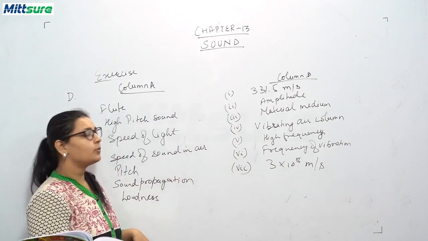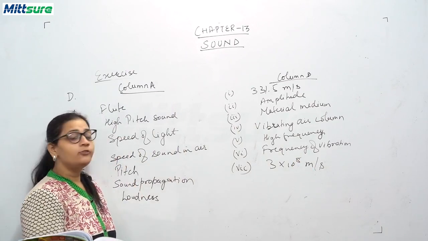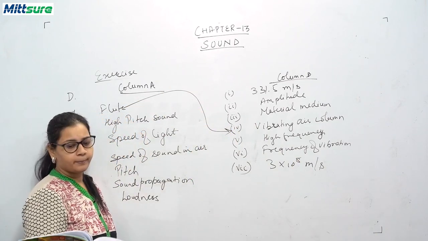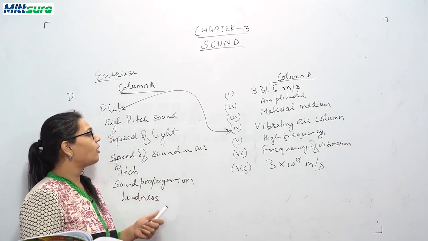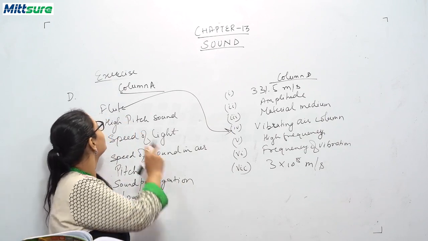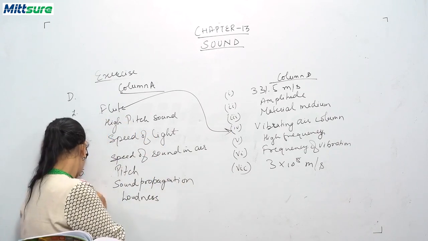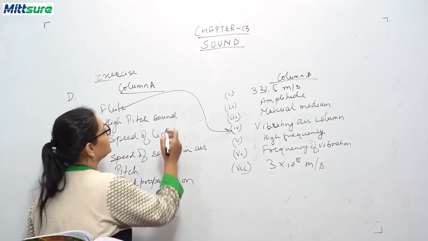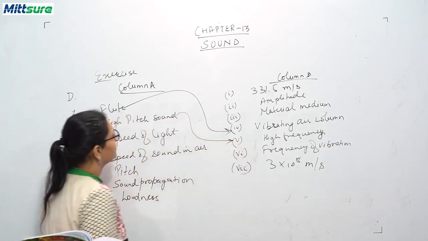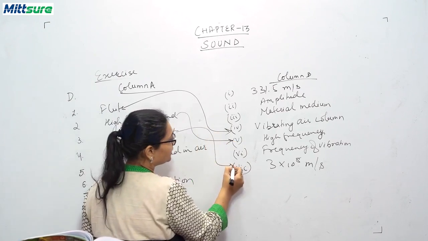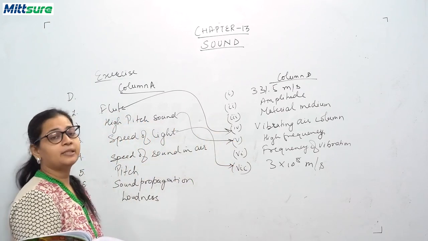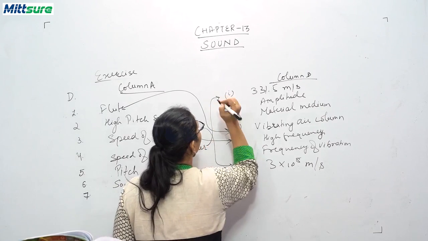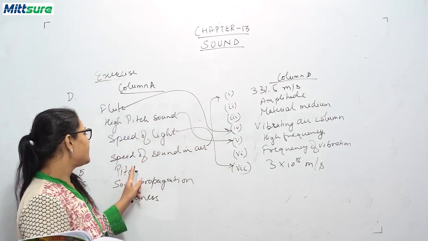Okay, now we'll be matching this column with this column. Now flute. Flute is a vibrating air column type of instrument. Okay, next is speed of light. High pitch sound. So this high pitch sound is of high frequency. Speed of light is 3 into 10 to the power 8 meter per second. Now the second one is speed of sound in air is 331.5 meter per second.